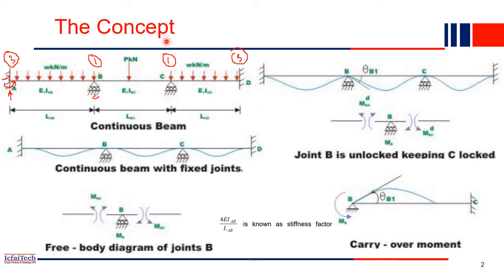The moment distribution method is a very widely useful method, and it is the base of all modern structural analysis programs. In reality, we do structural analysis through software. If it is a single beam, we can do it manually by hand. But if it is a multi-story building, then it is a very long, tedious process to do manual calculations. So then we employ many software programs to do the analysis.